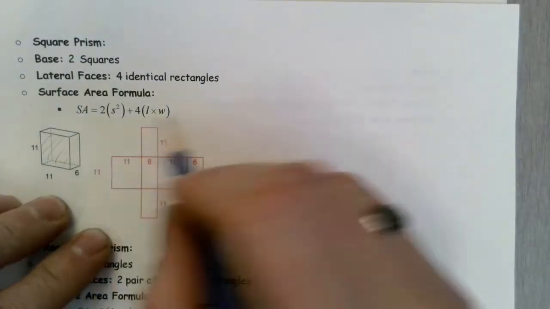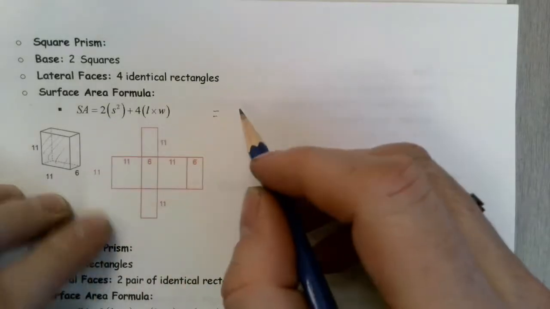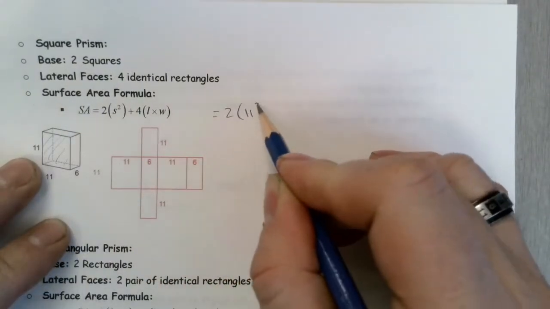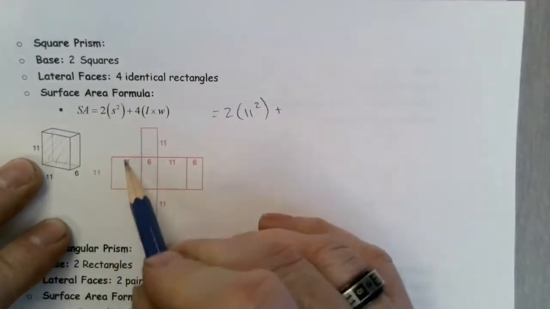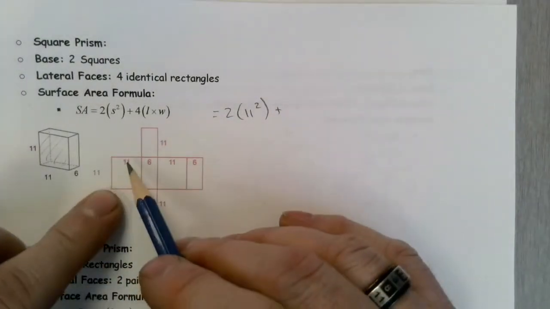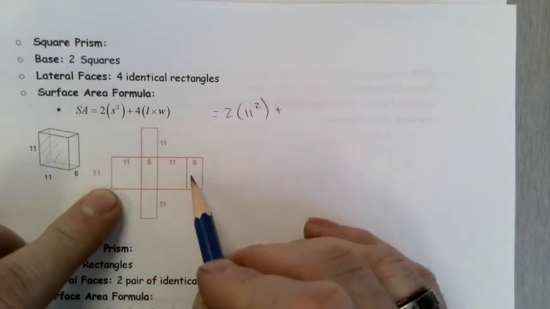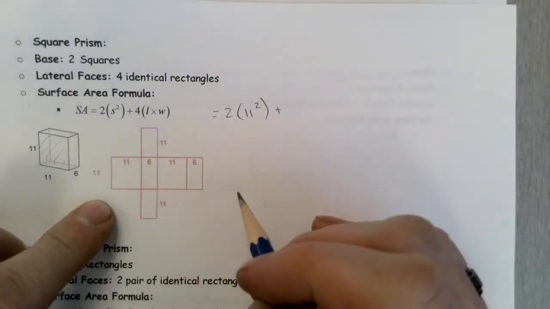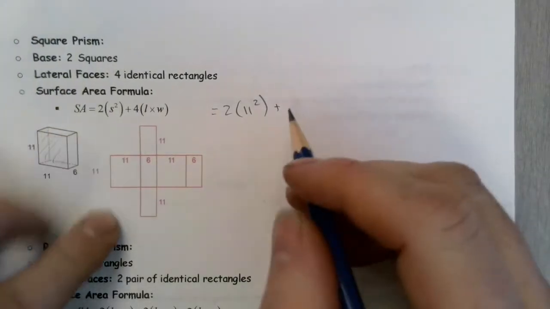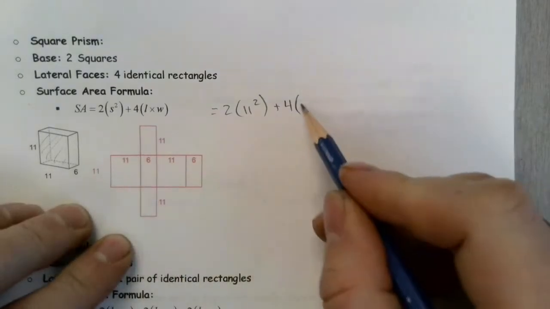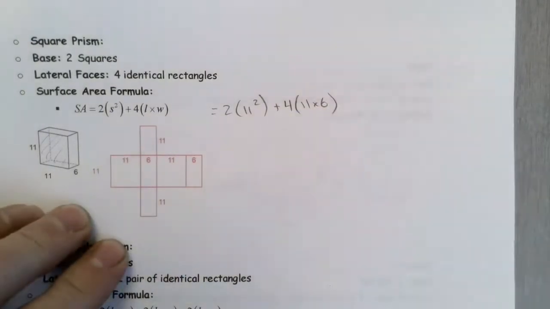So our formula here for the surface area is going to be 2 times s squared. So 2 times 11 squared, in this case, because the sides of the squares here are 11. That's going to be the same here and here. Plus, now each one of these other rectangles here, because it's a square prism, each of those is going to be the same. So there'll be 4, and they're each going to be 11 by 6.